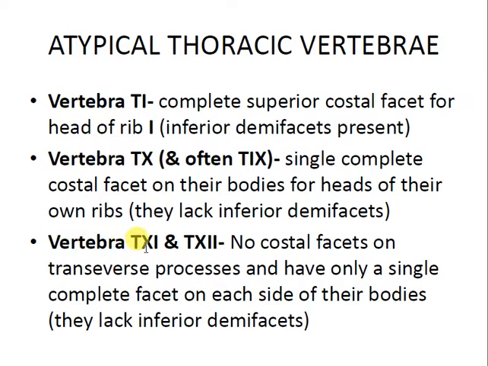Then you have vertebrae 11 and 12. They have no costal facet on the transverse processes, and have only a single complete facet on each side of their bodies. So they lack the inferior demifacet.